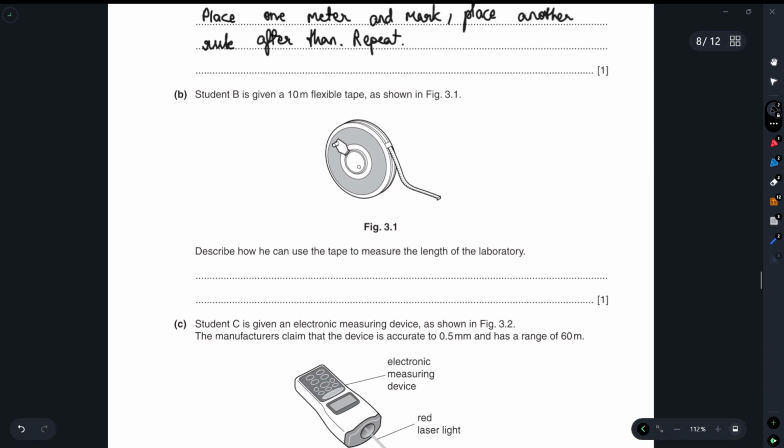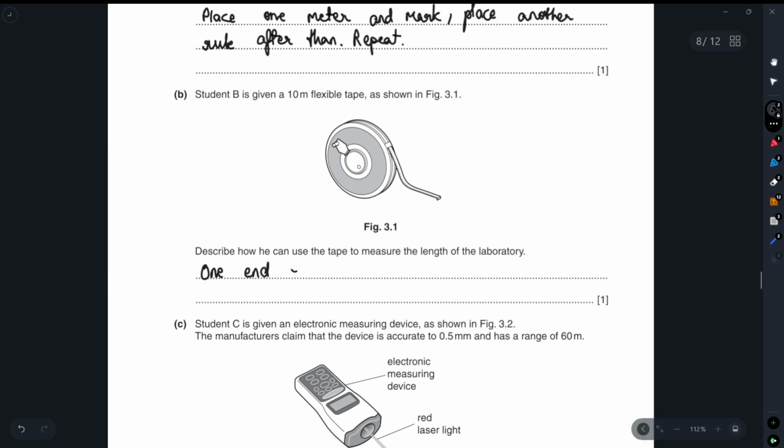Student B is given a 10-meter flexible tape. How can B use the tape to measure the length of the lab? So that's fairly simple. So this tape right here is not like your normal trundle wheel. Readings are given here. Alright, so if you see, there are divisions on this tape. So this right here is like your measuring tape, where you have divisions over here, so you don't have to go with the circumference thing.